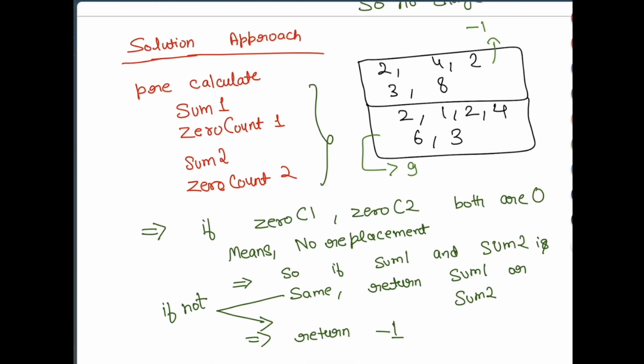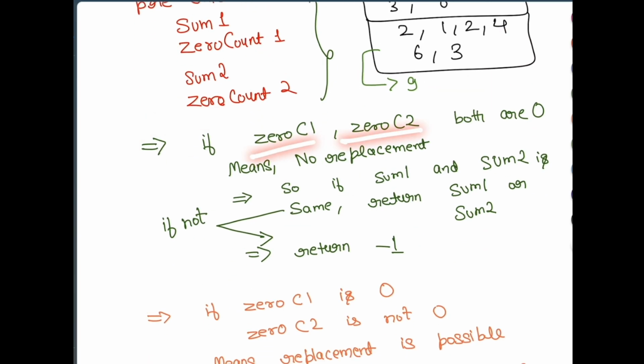But if the sum is equal, let us say this is the first array, this is the second array. So 2 plus 1 plus 2 is 5, plus 4 is 9. 6 plus 3 is 9. Both the arrays already have equal sum, and this is the minimum equal sum possible, right? Because we are not able to replace any values, so we are not able to update the sum of the arrays. So 9 is the output in this scenario. So this is one case when both the arrays don't have any zeros.